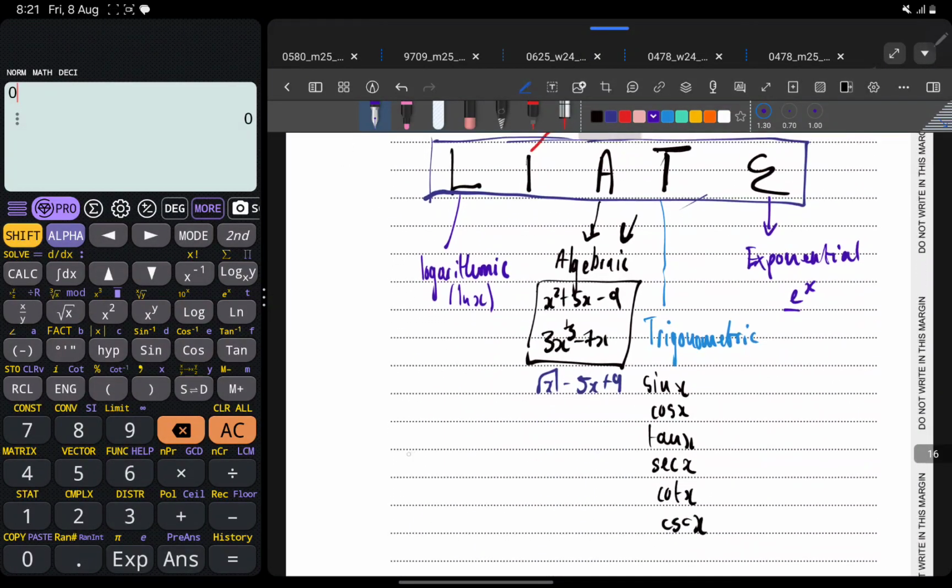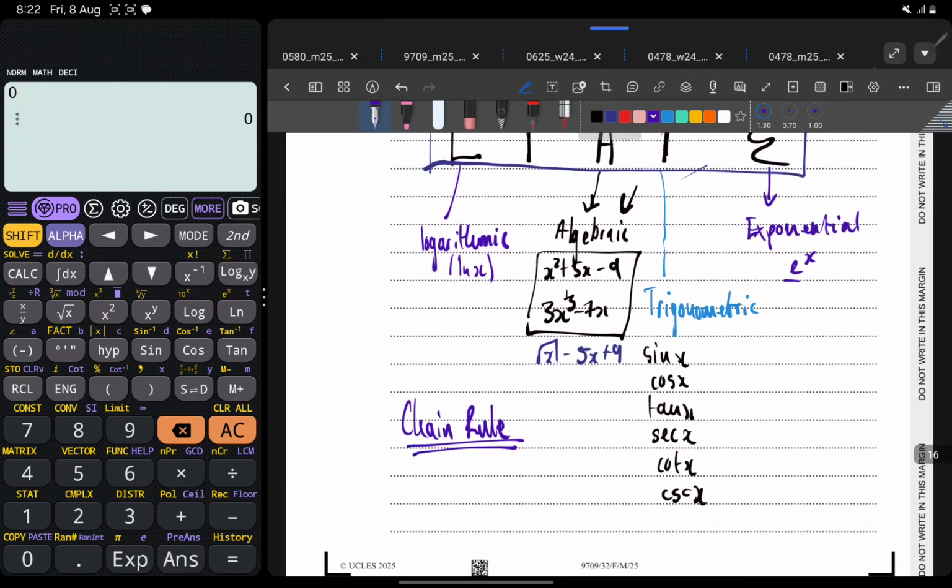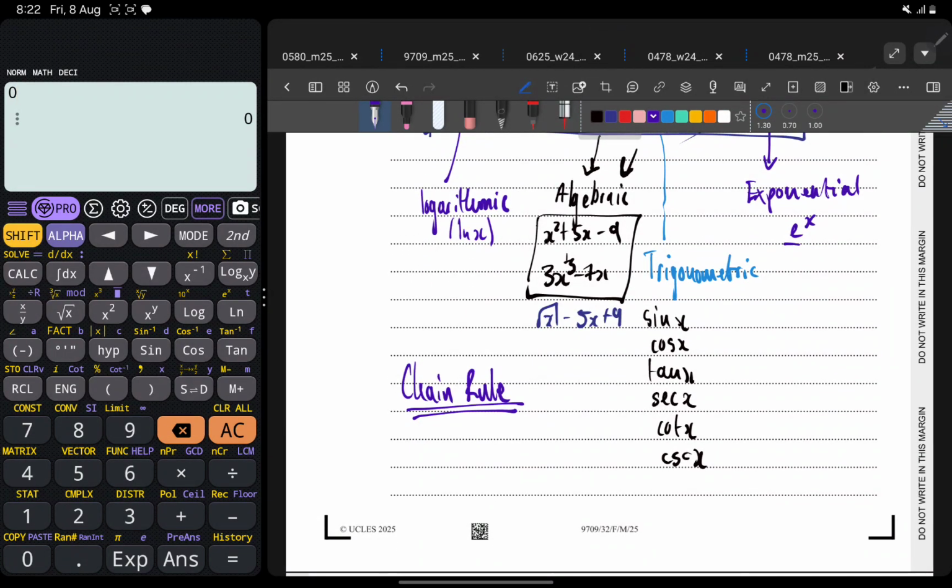Then the chain rule is the last one, which is going to be when you have what? You ask me, what is the chain rule? The chain rule is deep. The chain rule is just when you have a function inside another.